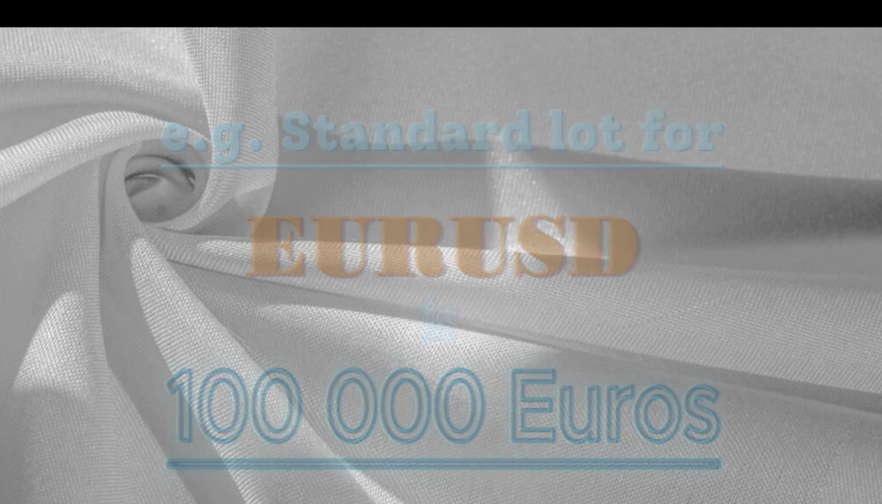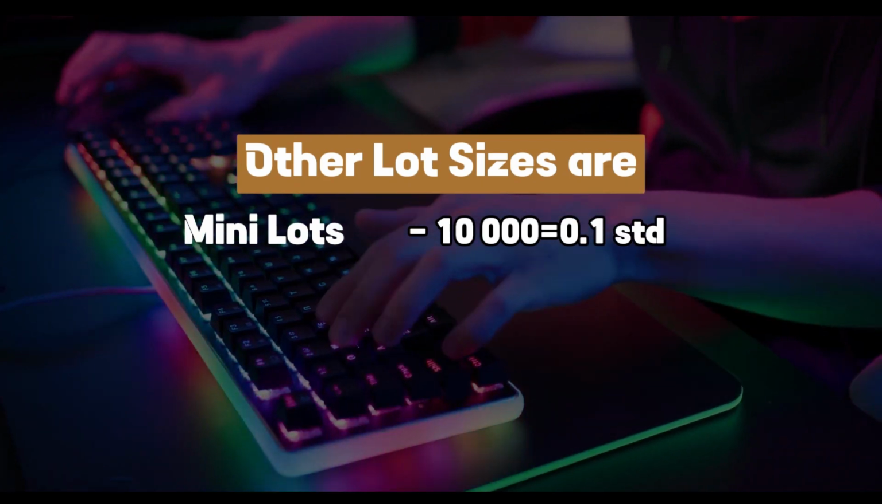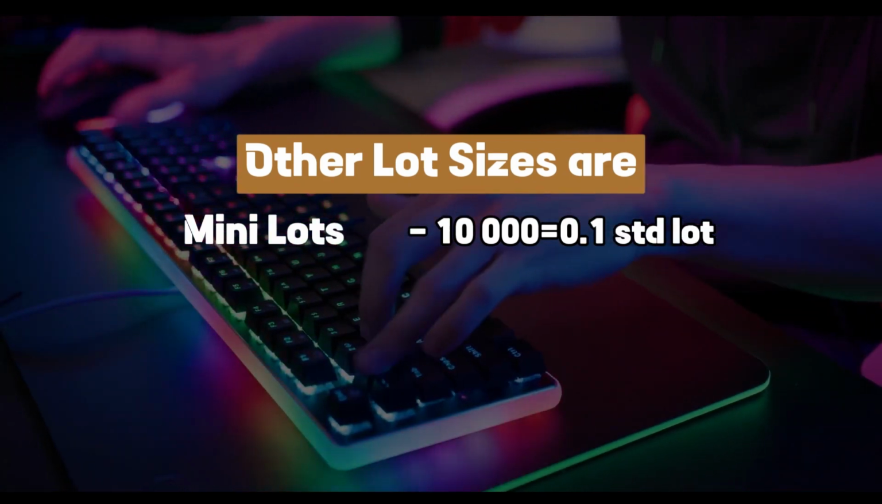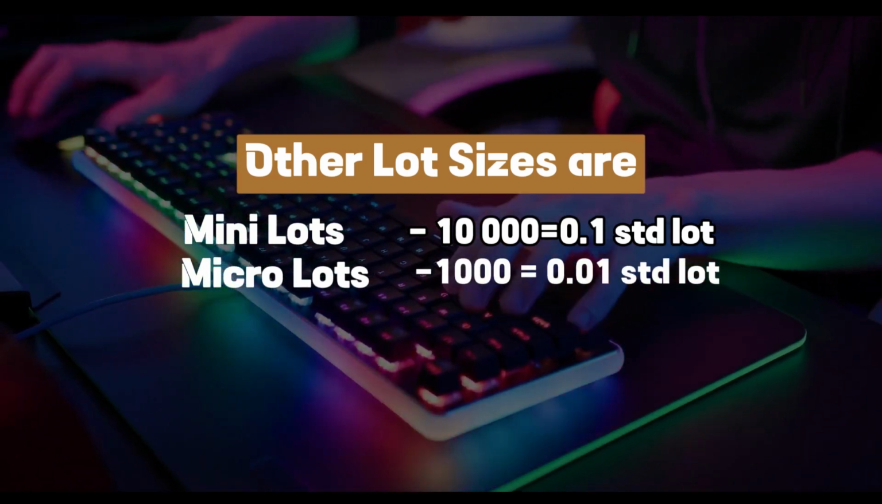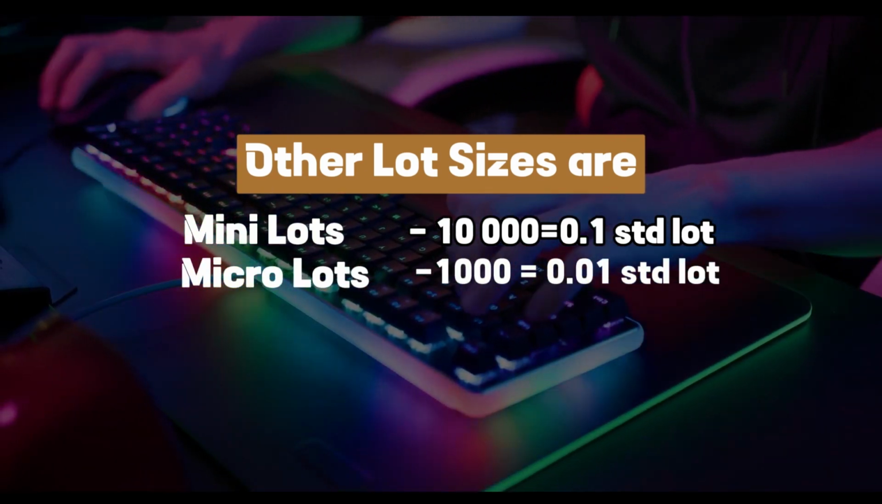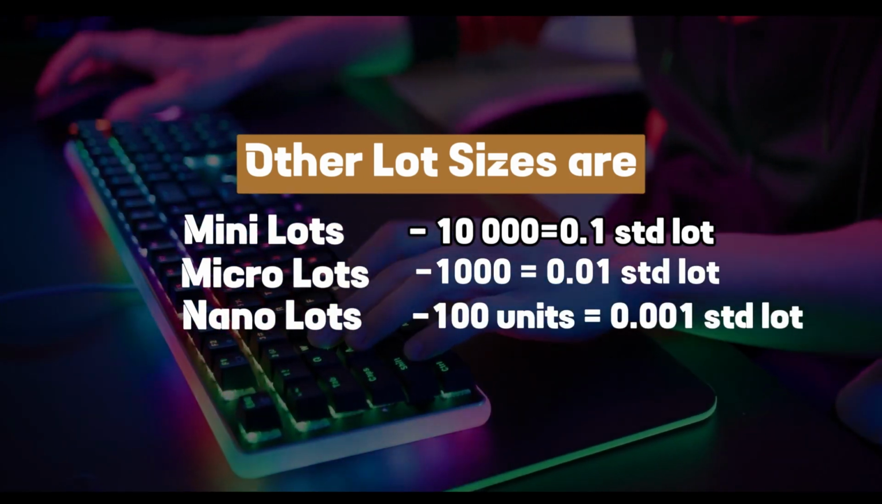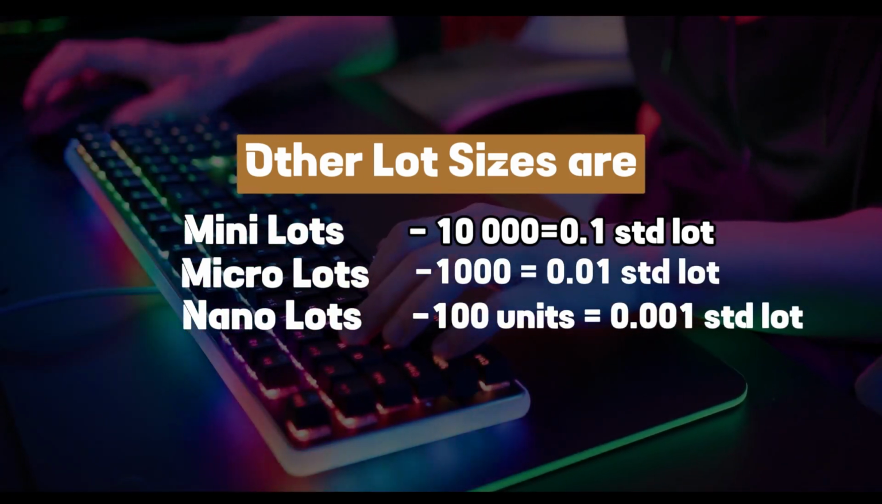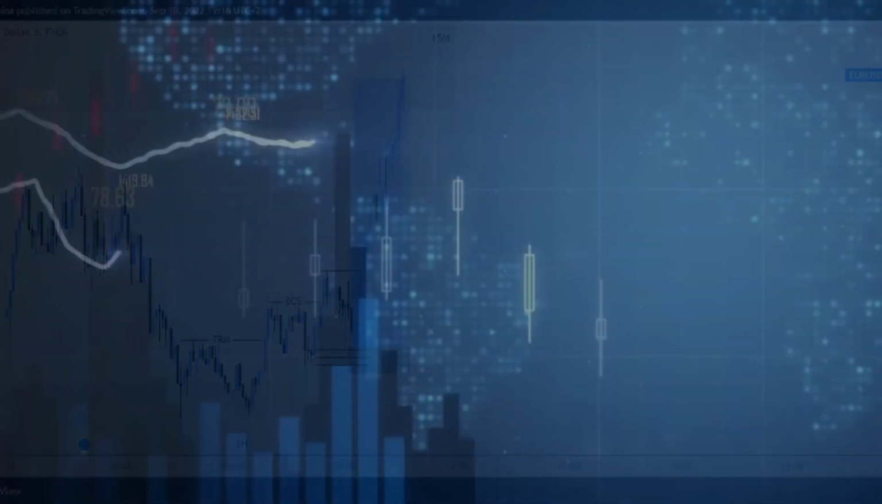Smaller lot sizes are also common, such as mini lot, 10,000 units equals 0.1 standard lot. Micro lot, 1,000 units equals 0.01 of standard lot. Nano lot, 100 units equals 0.001 of standard lot.